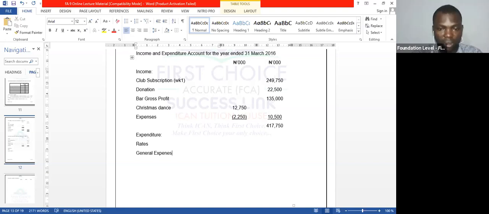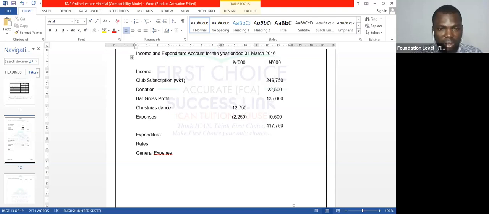Expenses. What do we have? So we have that. Then another one we have is purchases. We have used purchases under the trading account, so it's not going to appear under our expense account.